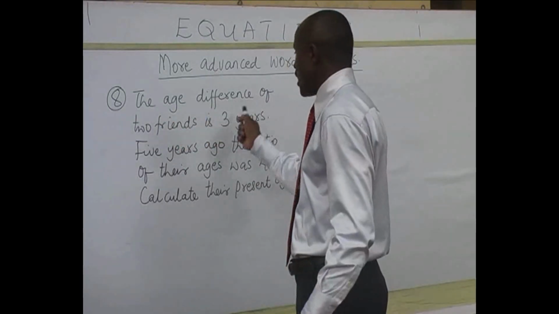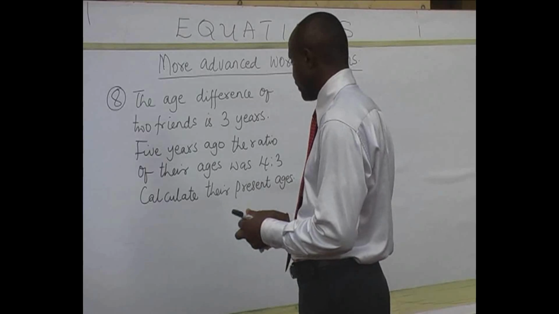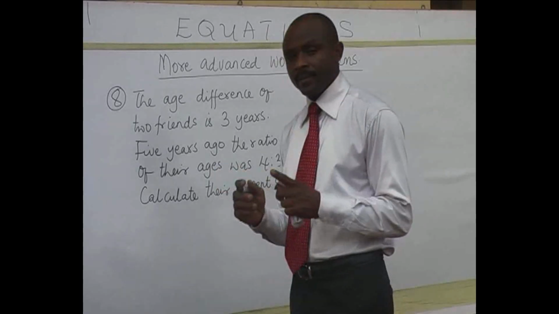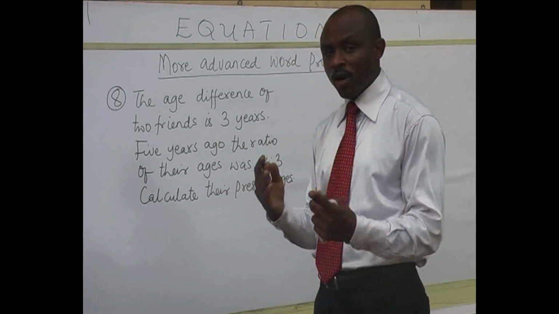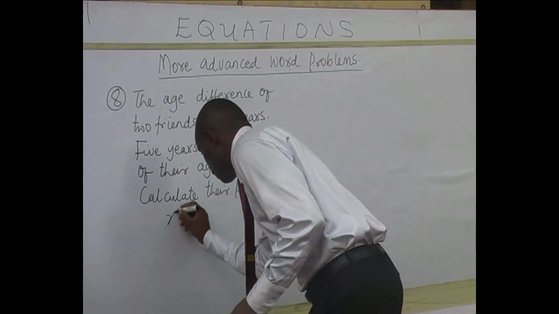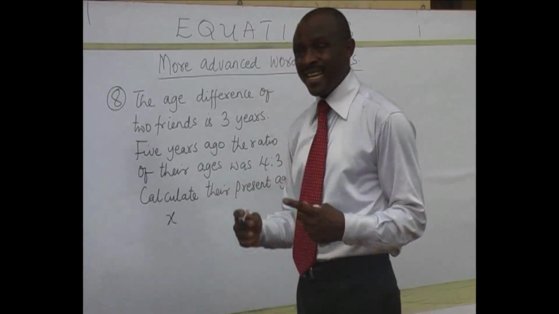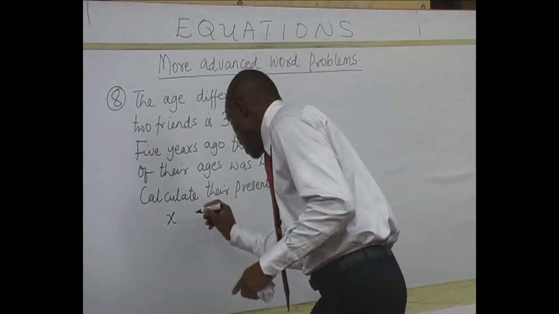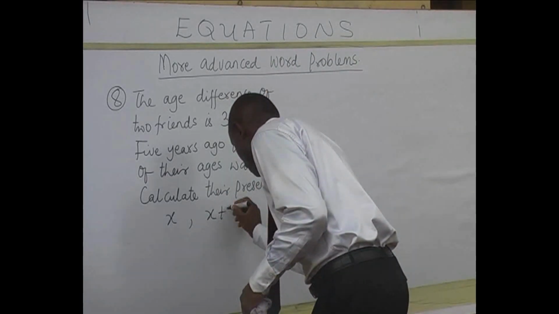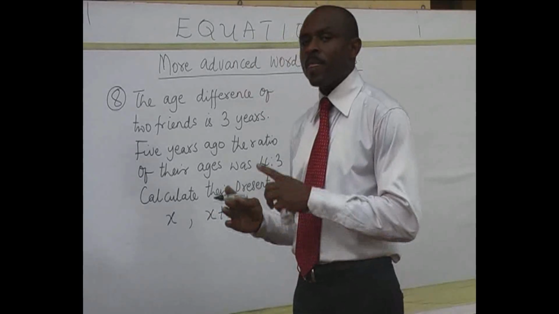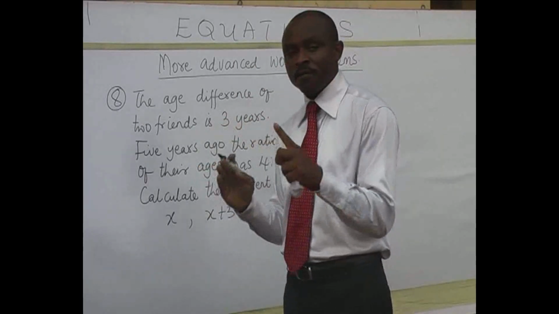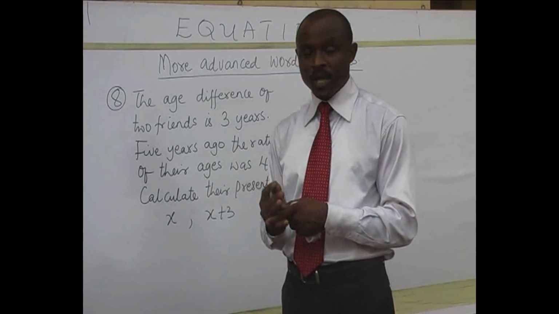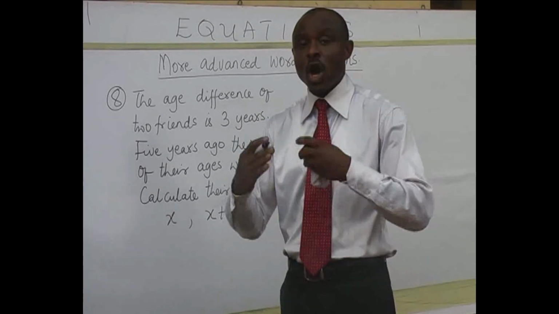The age difference of two friends is 3 years. Let the age of one of them be represented by X. If X years is the age of one of those friends, that means the other friend's age will be either X plus 3 or X minus 3, as long as there is the difference of 3 years. But let's go by plus. Even if you go by minus, you still get your correct answer.